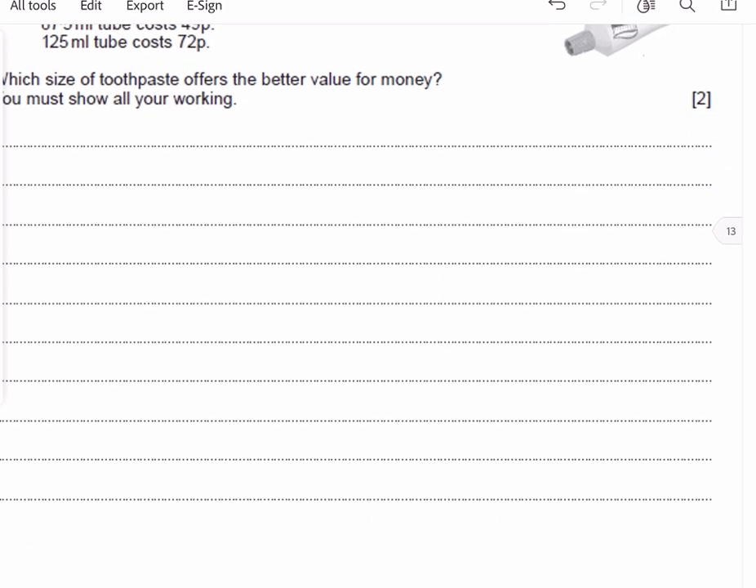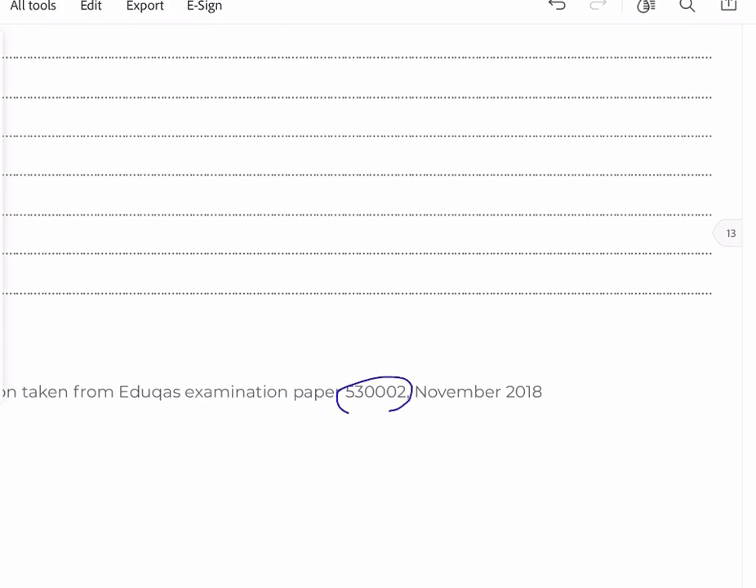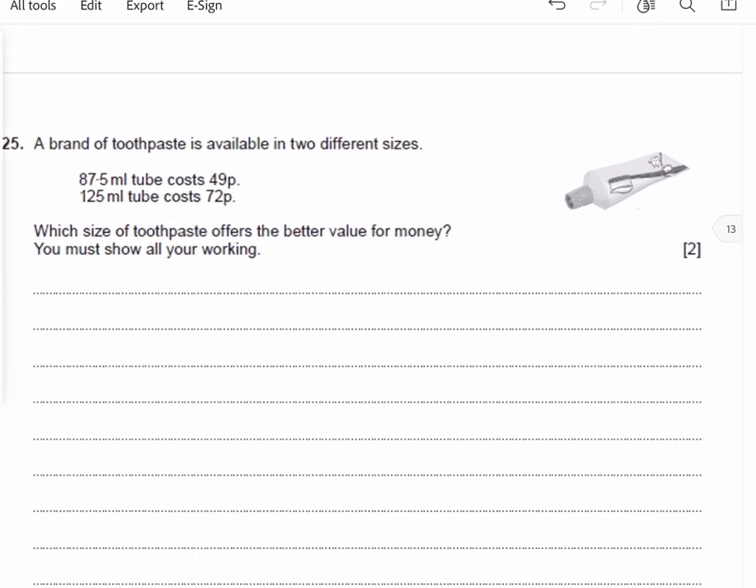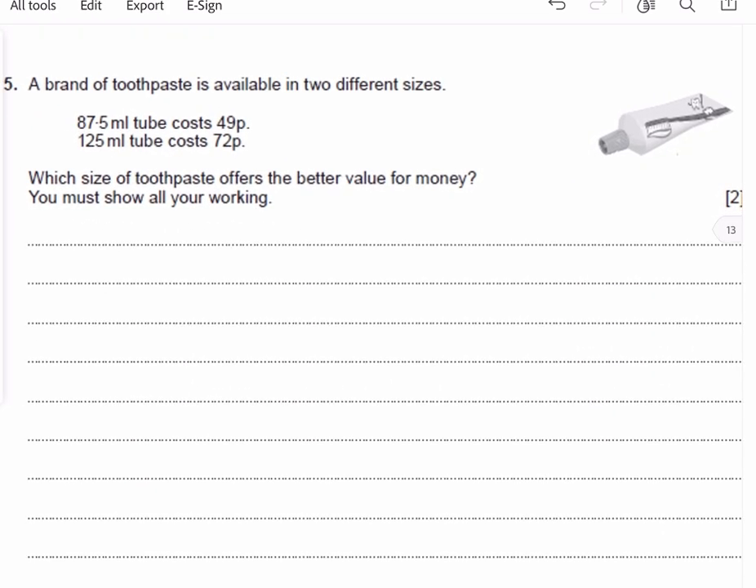Let's look at the next question, and that is taken from a calculator paper. A brand of toothpaste is available in 2 different sizes. 87.5 ml tube cost 49 pence and 125 ml tube cost 72 pence. Which size of toothpaste offers the better value for money? So we know that to work out the better value for money, we need to compare these 2 tubes per the same size. So we can compare them per 1 ml each. How much you would pay per 1 ml.